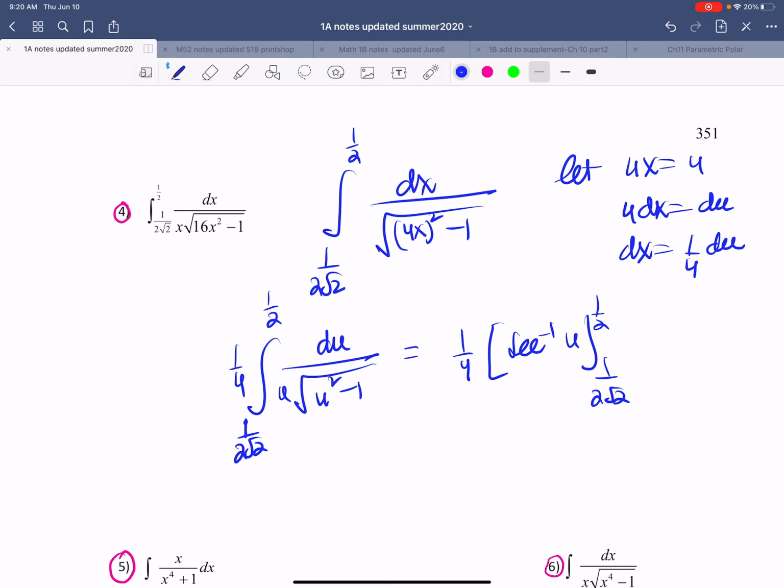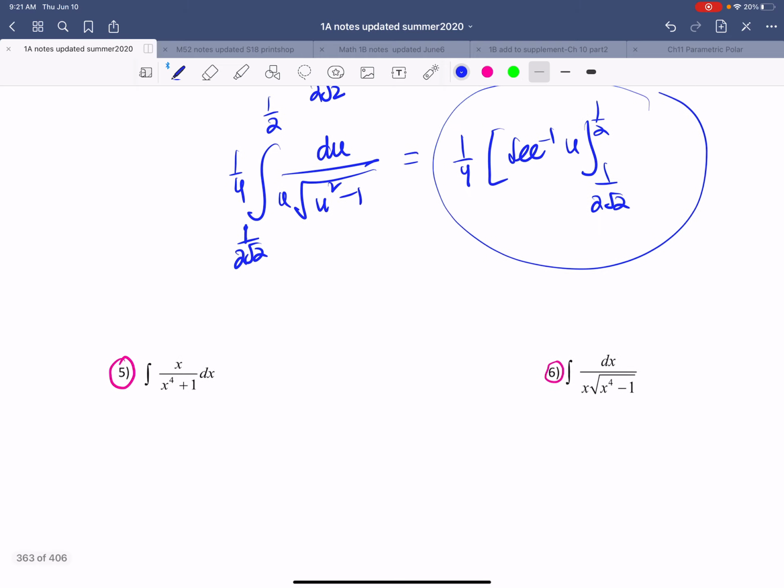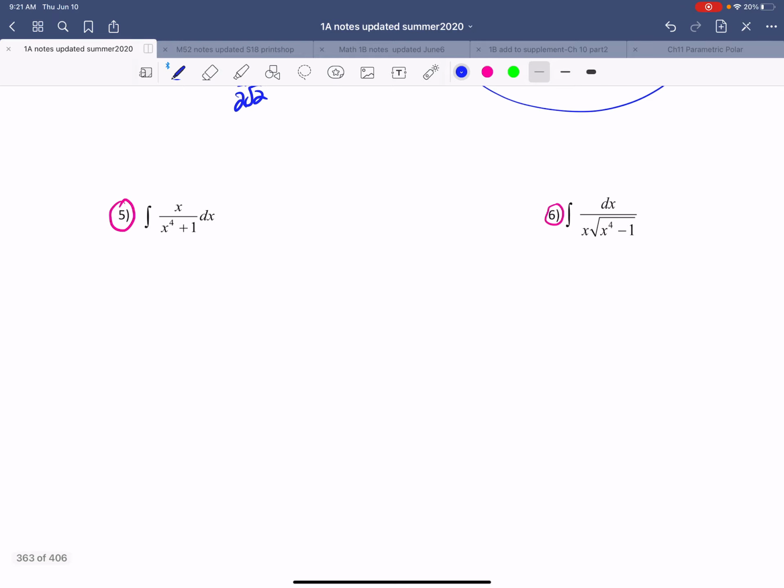So simplifying this a little bit, let's see where it takes me. I'll just leave plugging the bounds in for you. Use a calculator and go from there. All right, next problem, x over x to the 4th plus 1.